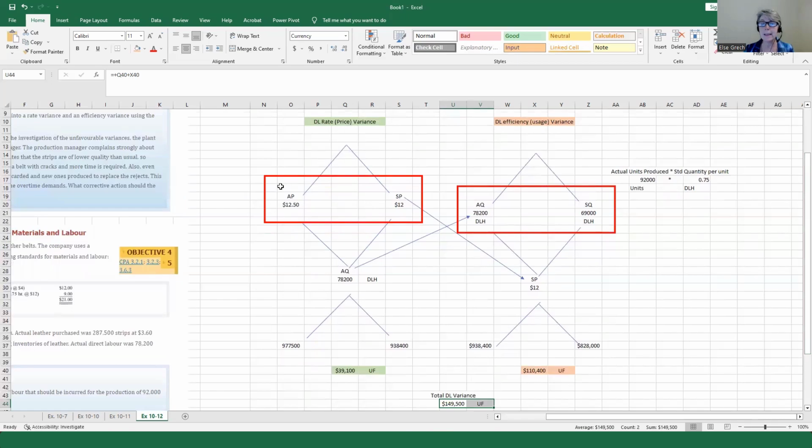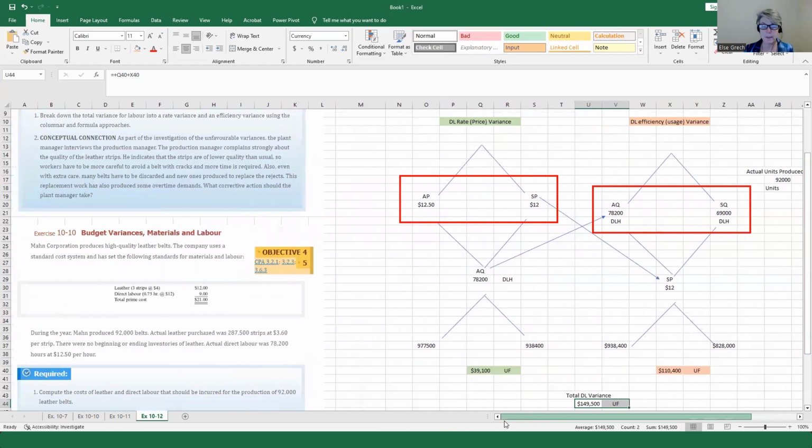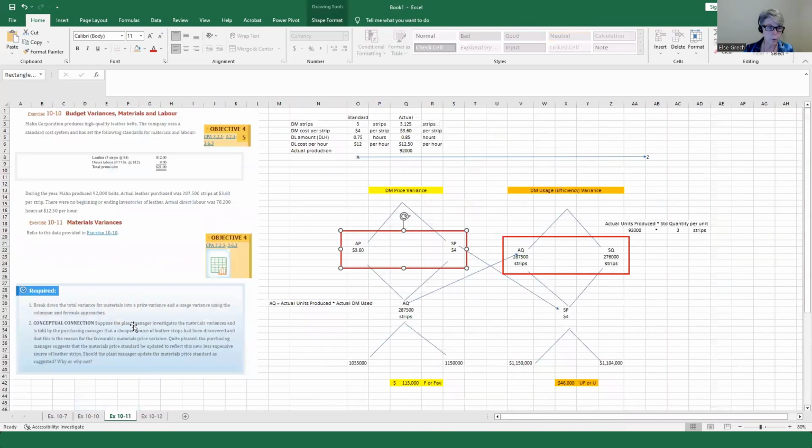Remember that inside the diamond is where it tells you whether it's good or bad for the company. And that will tell you whether it's unfavorable, bad for the company, or favorable, good for the company. Okay, so now I missed some questions. So let's just pop back over here. I'm going to make it larger so that we can see.